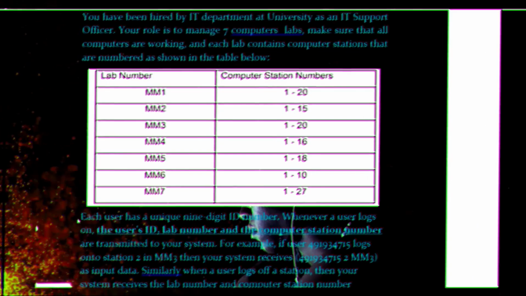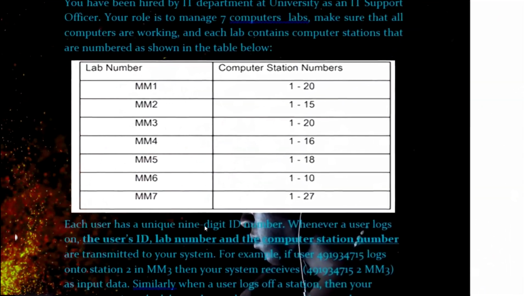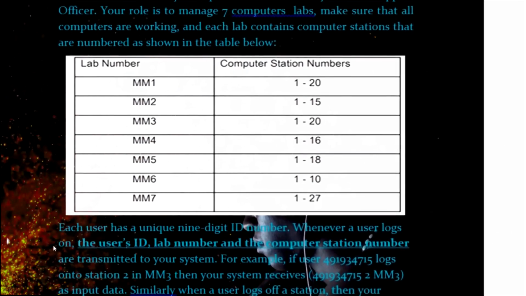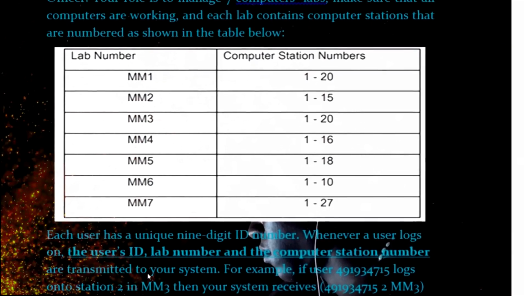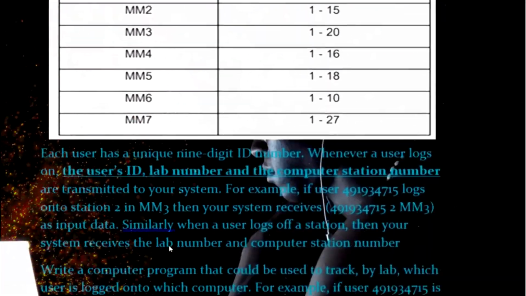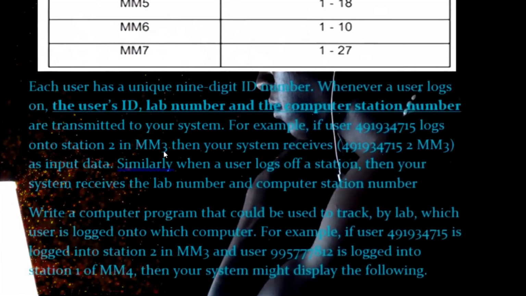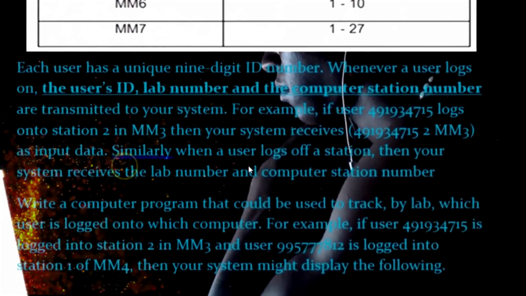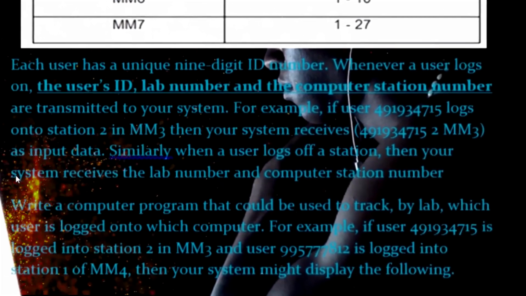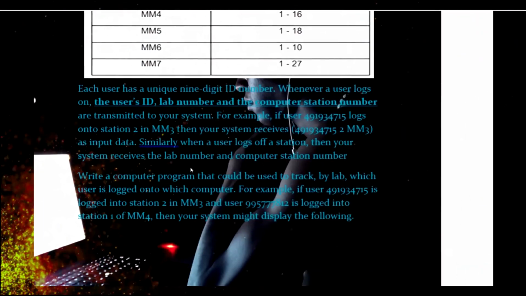Moving on, each user has a 9-digit number. Whenever a user logs on, the user's ID, lab number, and computer station number are transmitted to your system. As you can see in the example here, this comes as the input. Then your system receives that as input data. Simply, when the user logs off a station, your system receives the lab number and the computer station number.